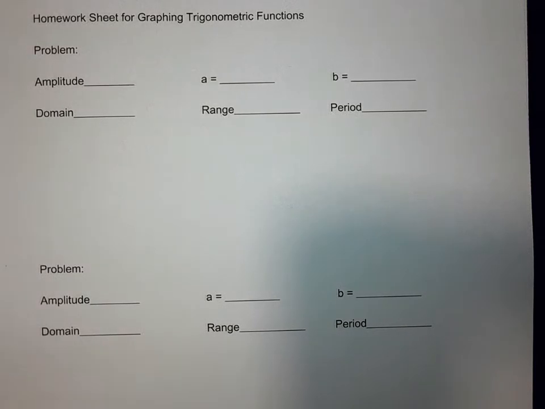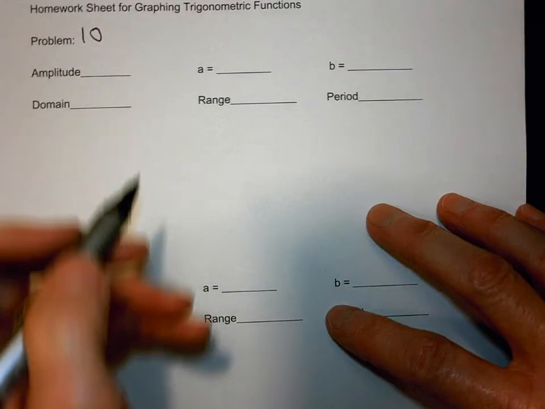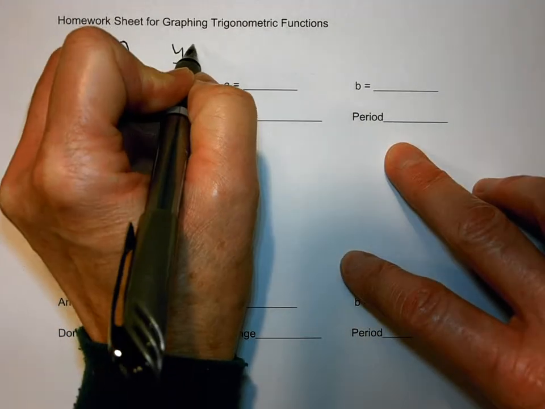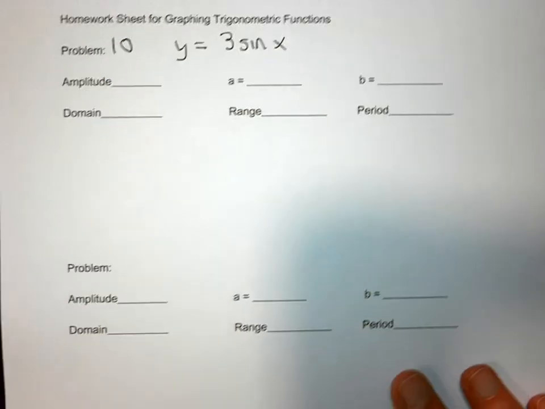Okay, this is the practice for an A change, and that's it. So pretty much an amplitude change. I'm going to do 10, 12, 14, and 16, I believe. So problem number 10 starts out as y is equal to 3 sine of x.